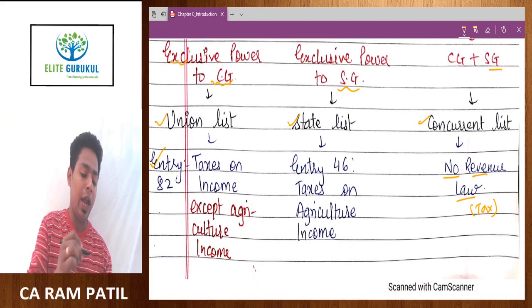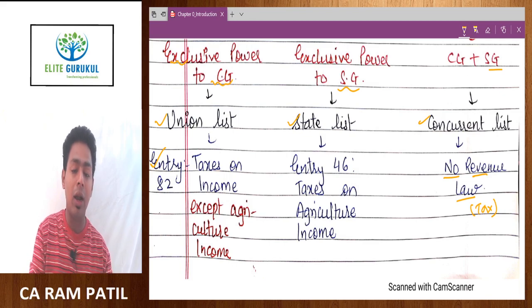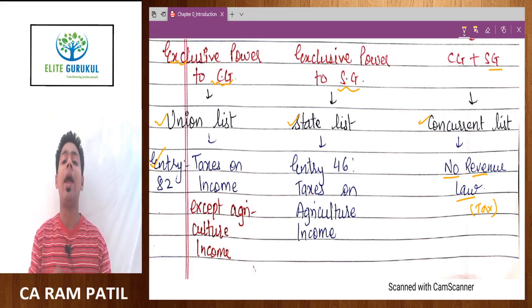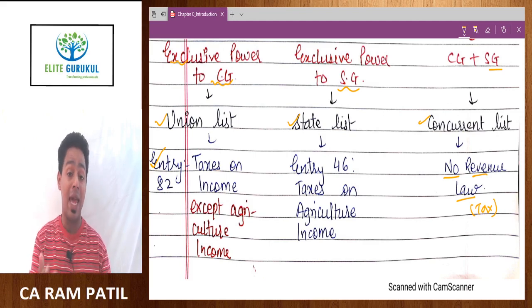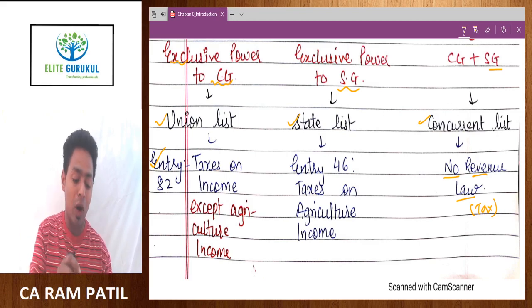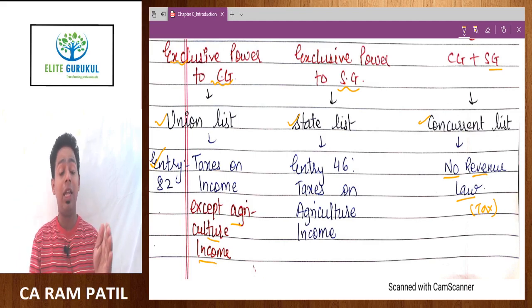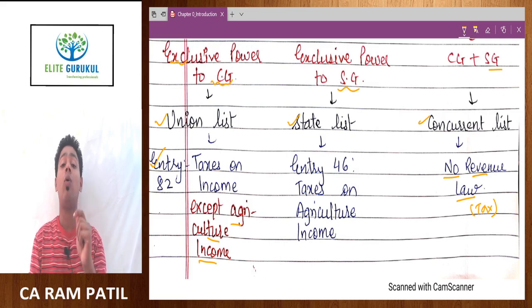There is an entry number 82. Out of 100 plus odd entries, entry number 82 gives exclusive power to the central government to bring tax law on incomes except agriculture income. And you might know that agriculture income is exempt in India, at least it is exempt in the Income Tax Act 1961, because the central government doesn't enjoy power to enact any tax on agriculture income. That power is taken away by the constitution, and no act can override the constitution.